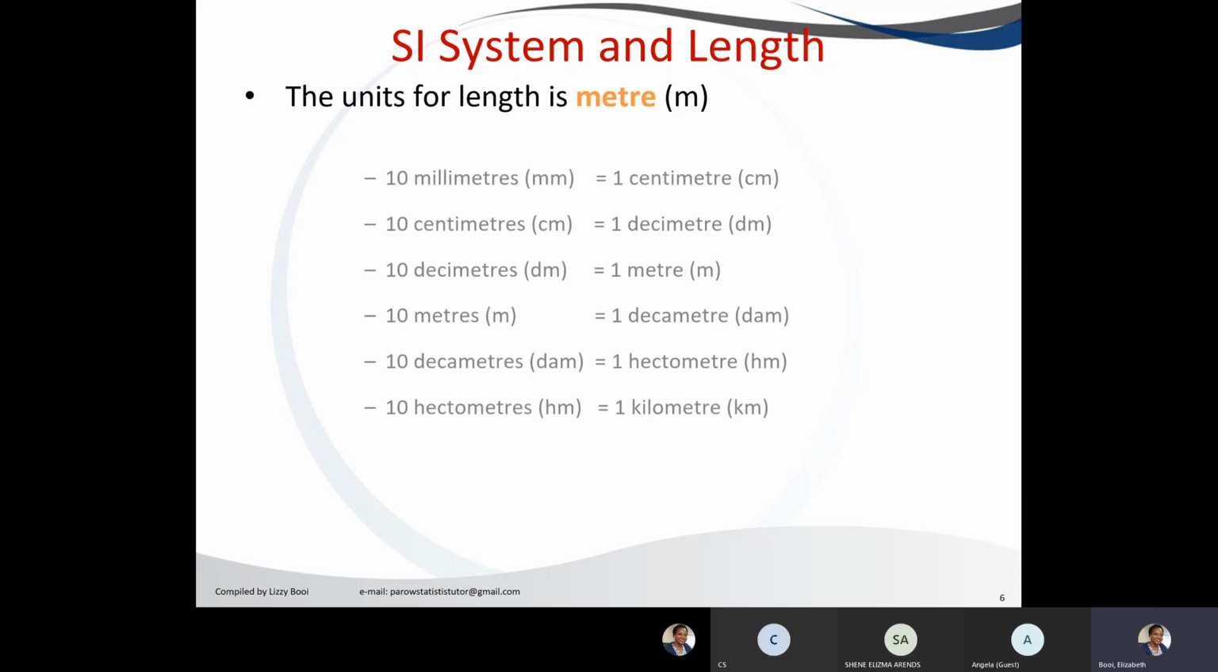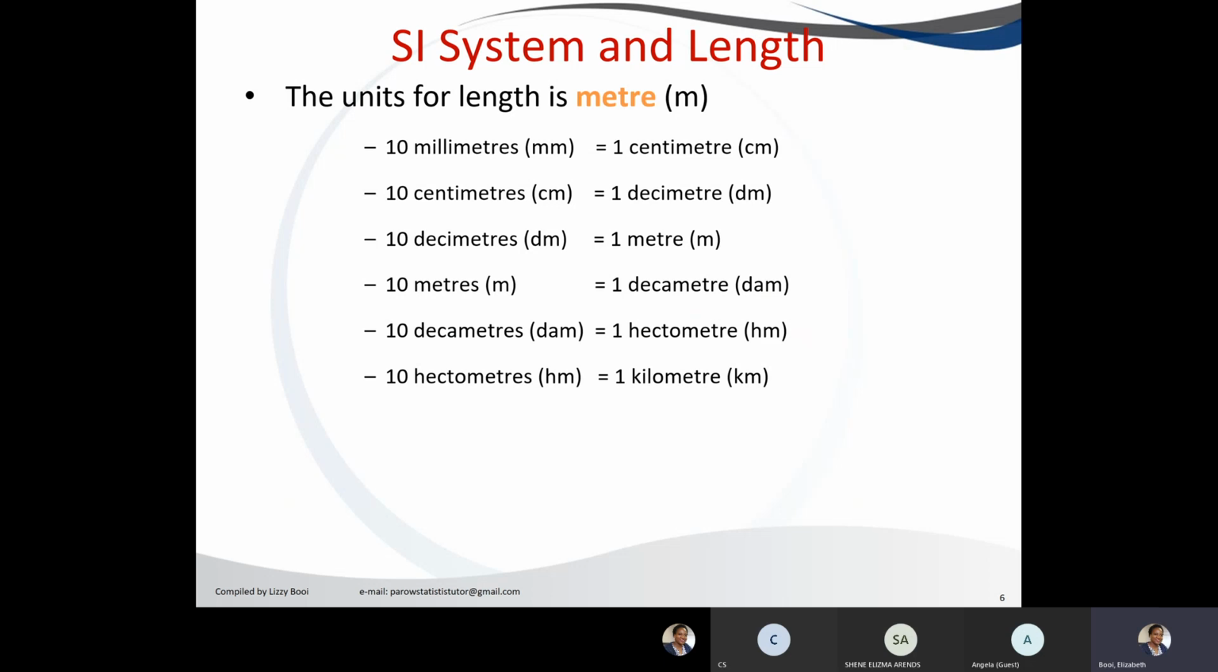So what do I mean by the SI unit? The SI unit is this. It gives you how many units are in another unit. For example, in tens. There are 10 millimeters in 1 centimeter, and there are 10 hectometers in 1 kilometer, but there are 1,000 meters in a kilometer, and that's the concept that we're going to be using.